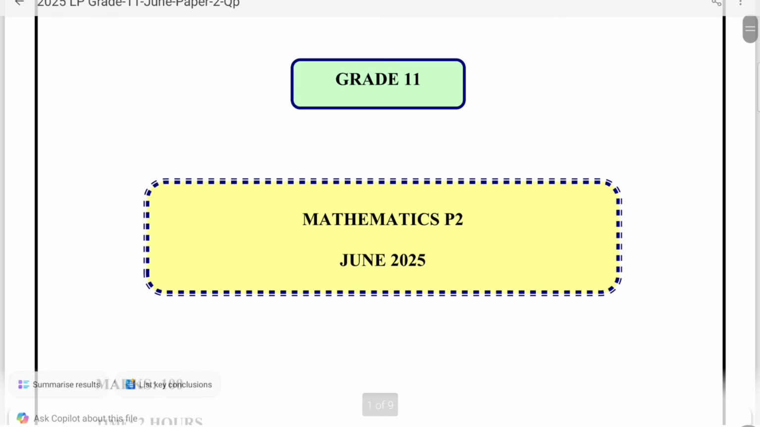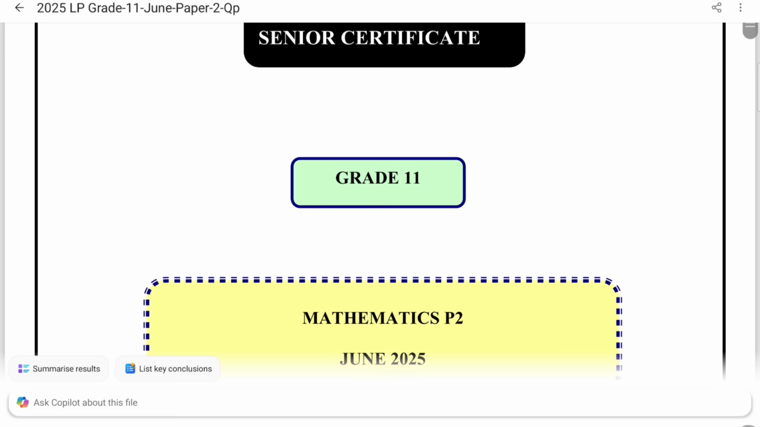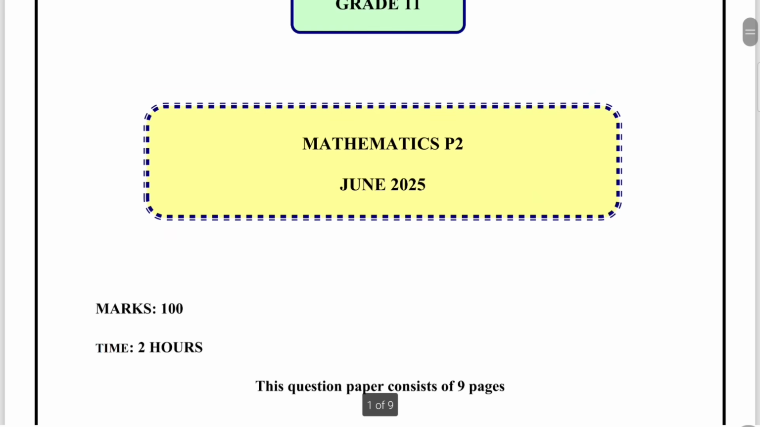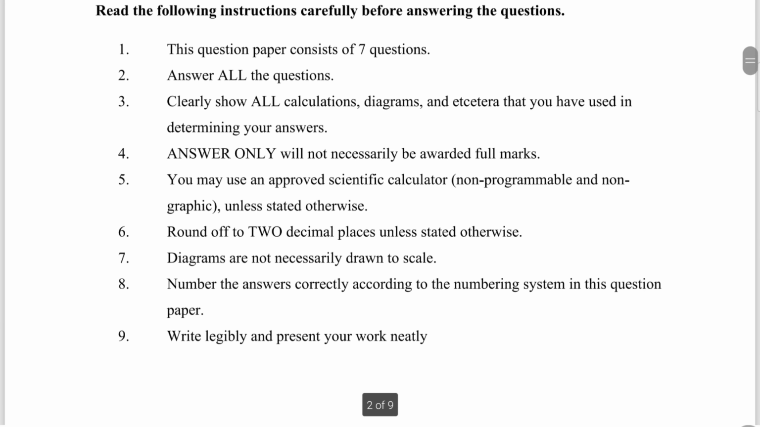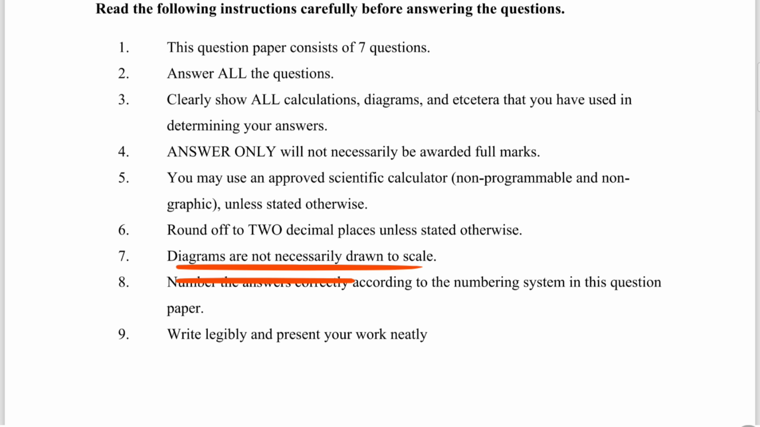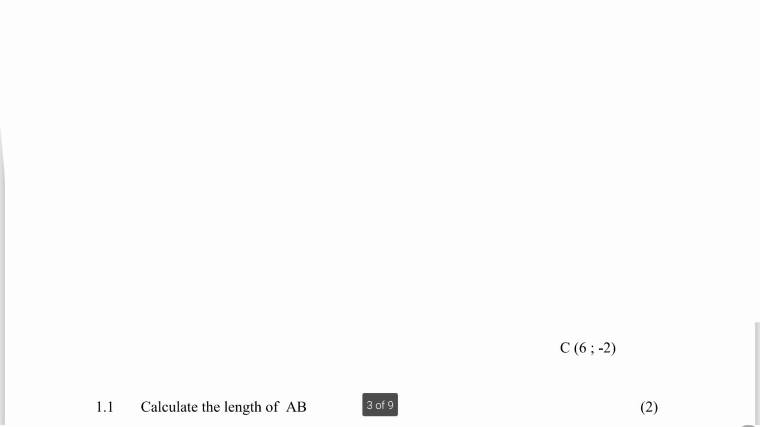In this video, we will be working on the Grade 11 Mathematics Paper 2, and this is for June 2025. This paper is specifically from the Limpopo province, and the marks allocated is 100 marks and we have 2 hours to finish this paper. Okay, so the instructions, just remember to round off to 2 decimal places unless stated otherwise, as usual, and the diagrams are not necessarily drawn to scale. Okay, so with that being said, let's get into this paper.